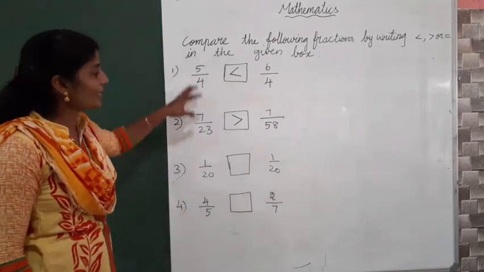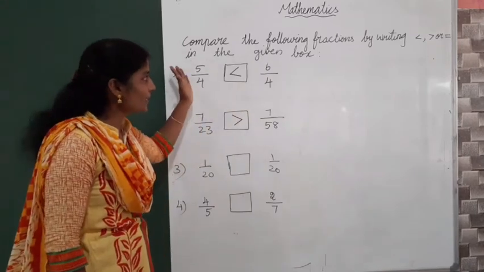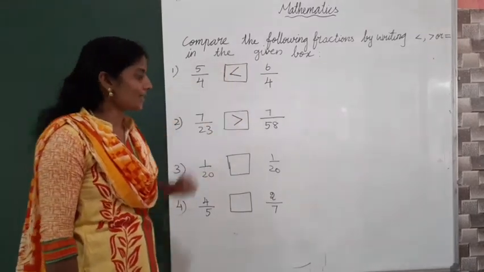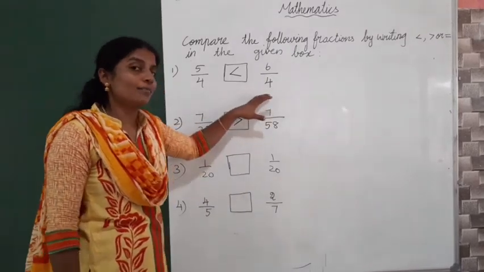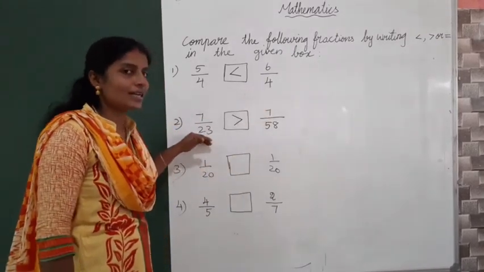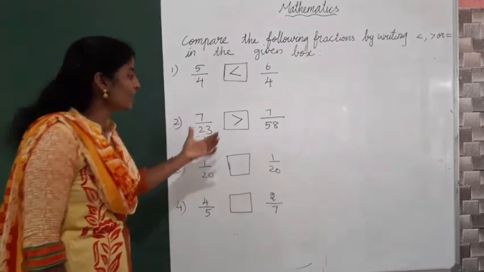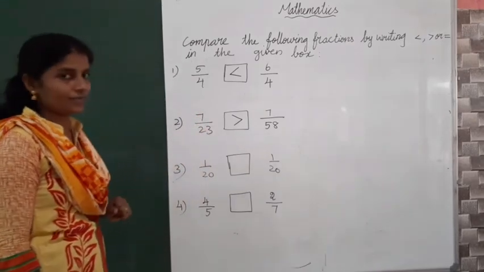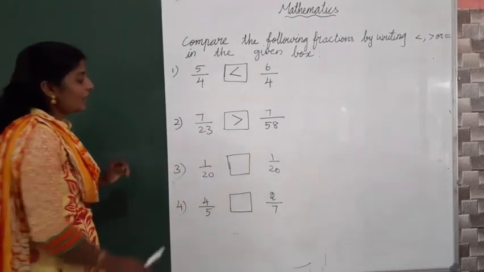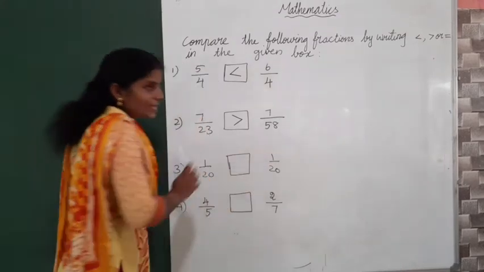Are you clear? What's the difference? With the same denominator, we compare the numerators: which is greater, that is the greatest fraction. But with the same numerator, we compare the denominators: which is smaller, that is greater. Don't forget, the smaller denominator is the greater fraction. Are you clear? Okay.